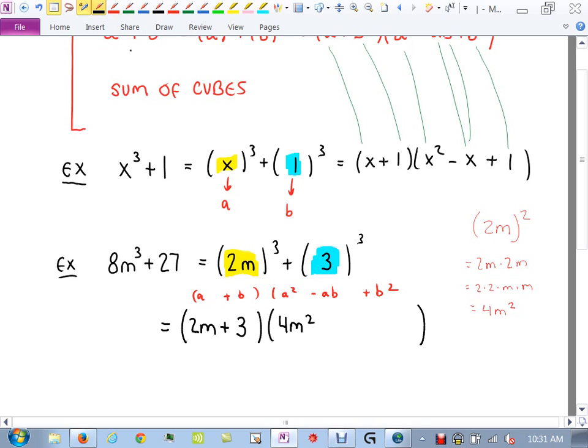All right, next piece, I'm going to have a minus. And now I have a times b. 2m times 3. What's 2m times 3? 6m. And finally, plus b squared. b is 3. 3 squared is 9. You see how that's a little trickier with something more complicated? The parts you have to be careful with are the first one and the last one. You have to make sure that you square them properly.